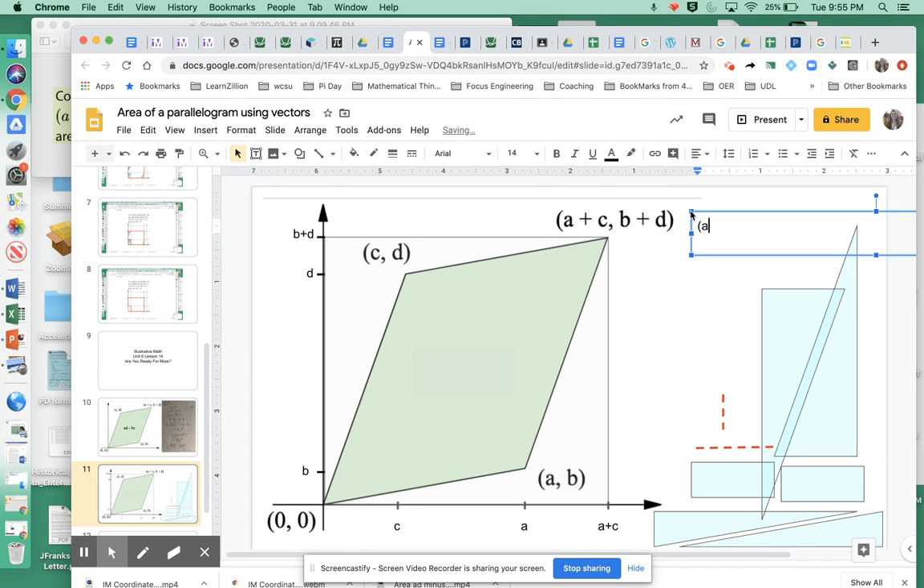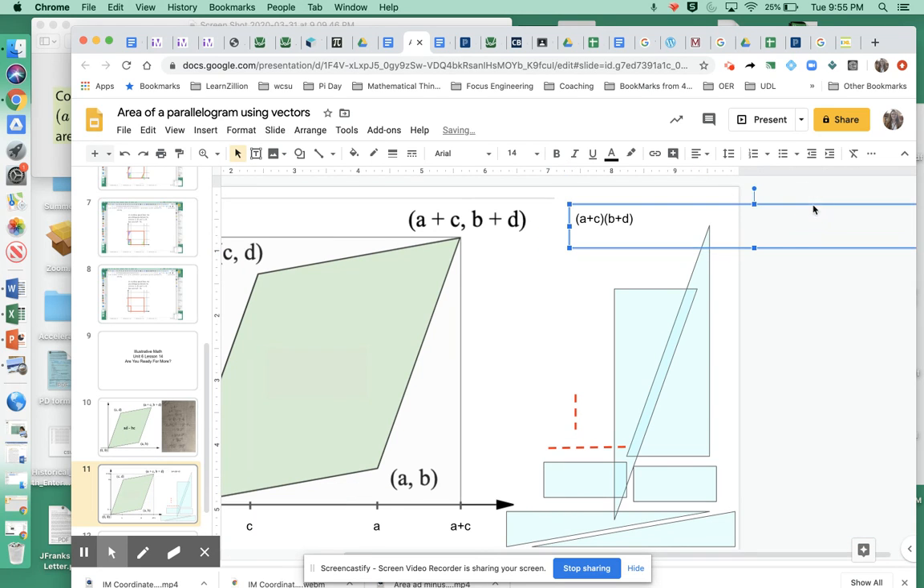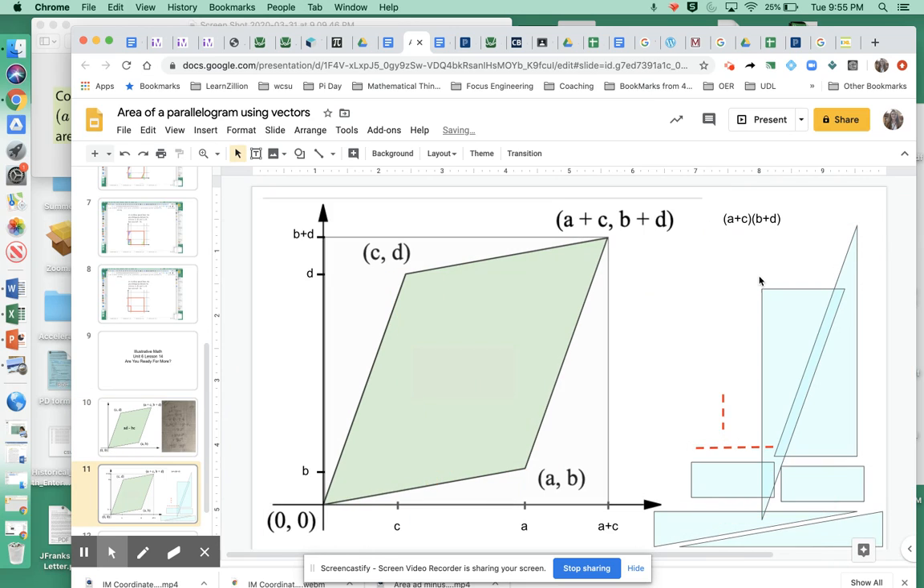So I have A plus C times B plus D. All right, and now we're going to do some other stuff with some of our geometry concepts. All right, so let's take a look at some of these other images here. I'm going to start right down here. I've got this giant rectangle here, and I've got my parallelogram inside.